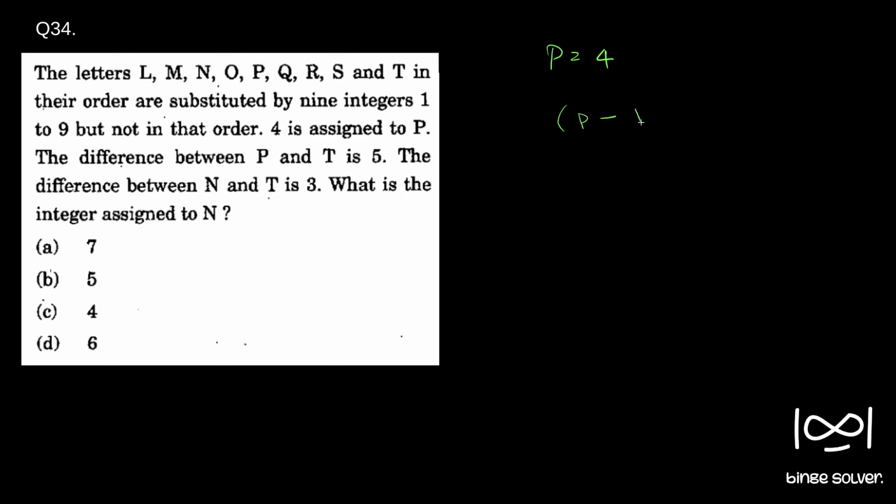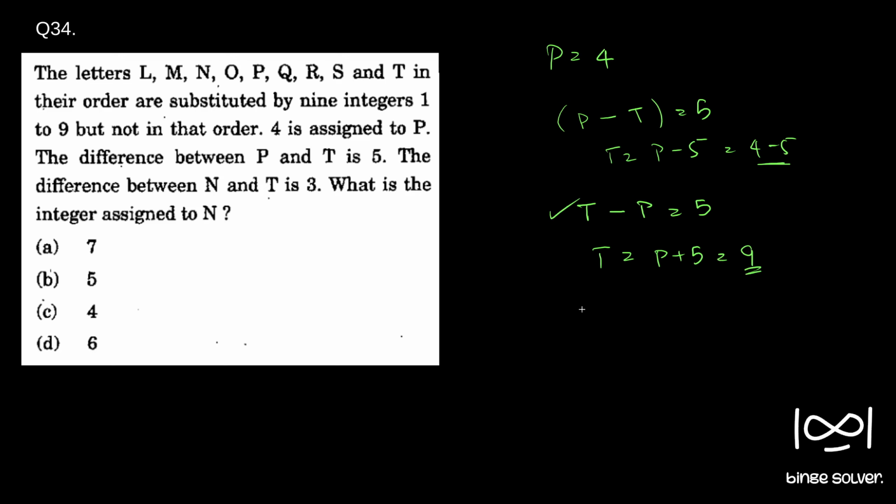If it is P minus T equal to 5, T becomes P minus 5, which is 4 minus 5. So this is not possible. Since it is just said the difference between P and T, it could be T minus P also. So T minus P is 5. So T is P plus 5, which is 5 plus 4, 9. So this case is possible. We got T as 9.